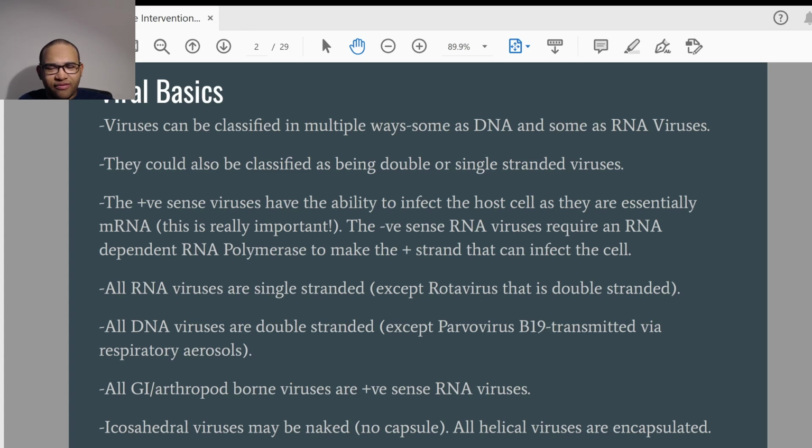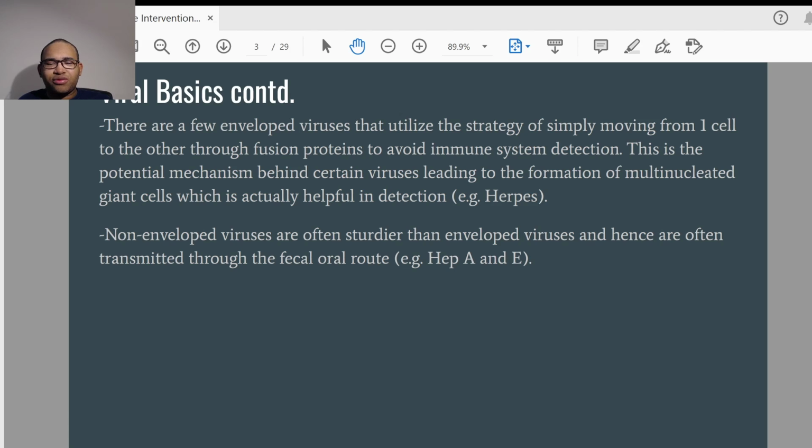And then all the GI viruses, all the arthropod-borne viruses, they are all positive sense RNA viruses. So again, those can directly infect the host cell. And then icosahedral viruses, they could be naked, so that means they have no envelope, right? And if you look at viruses that are helical, they are all enveloped. And there are some enveloped viruses that use fusion proteins to move from one cell to the other. When they do these things, they're able to evade the immune system. And this is potentially why some viruses lead to the formation of multinucleated giant cells, like the herpes virus, for example.